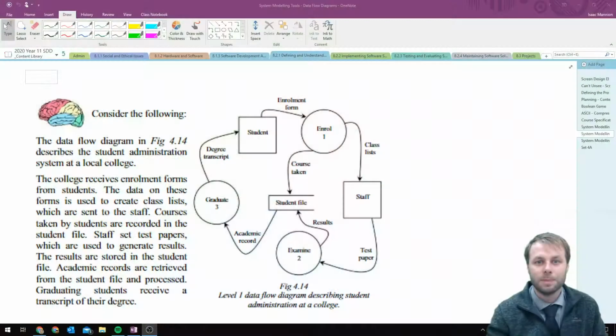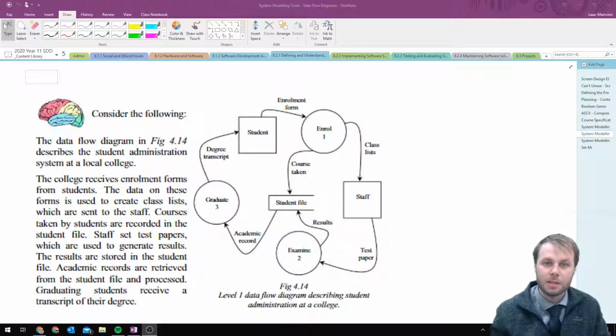We're going to have a look at context diagrams and data flow diagrams and explore the relationship between them. I'm going to provide you with a data flow diagram, and based on that data flow diagram, we're going to draw a context diagram. So let's jump across and have a look.